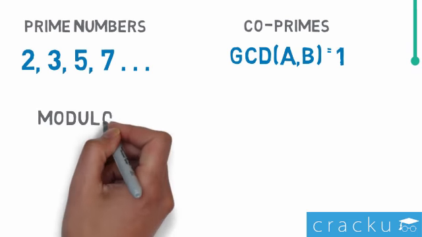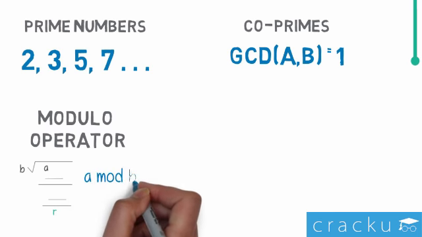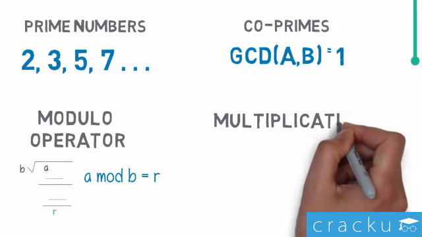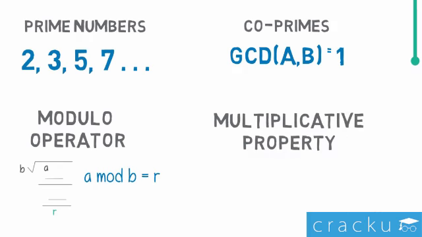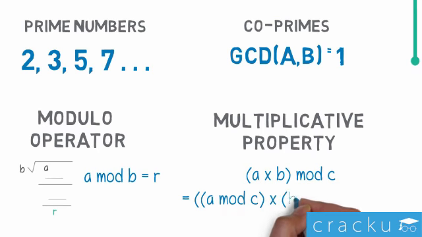The third concept is of the modulo operator. The modulo operator returns the remainder when the first number is divided by the second. For example, if A is divided by B and the remainder is R, then A mod B is equal to R. The fourth and final concept is the multiplicative property of the modulo operator. The multiplicative property basically says that (A × B) mod C is equal to ((A mod C) × (B mod C)) mod C.